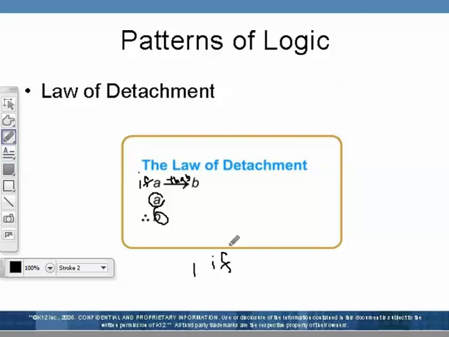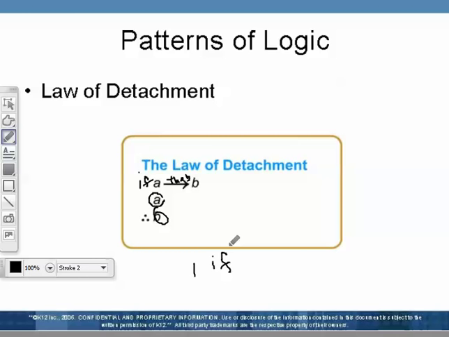So if I'm trying to determine, is this a law of syllogism or the law of detachment, I'm counting the number of if statements. If I see one, it's detachment. If I see three, it's syllogism. That's simple. Nothing more to it. Don't add anything else to it. That's how simple it is.